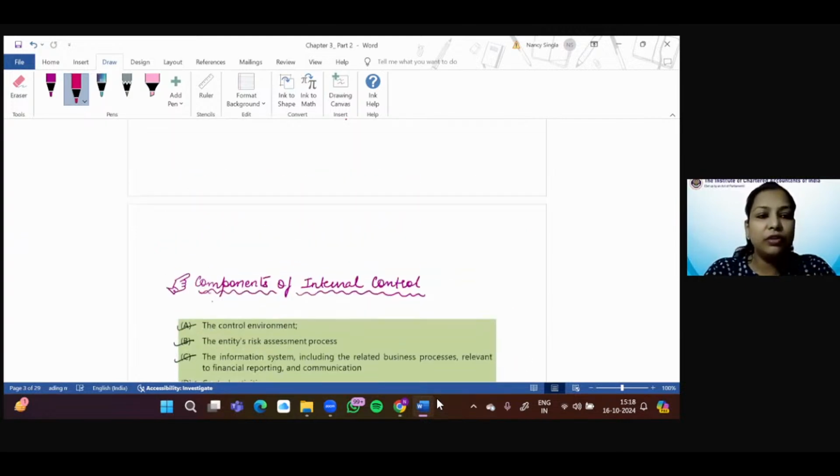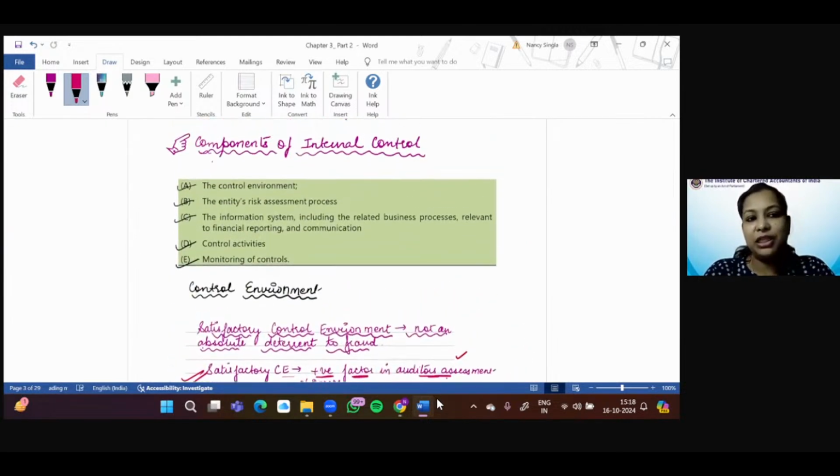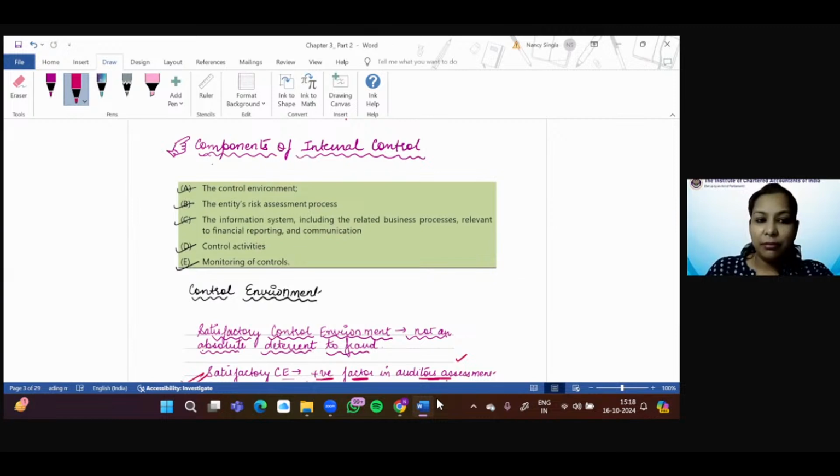So what we were doing: the various components of internal control. Control environment we have done, whereby we have seen what is included in internal control, right? Then we saw what are the various elements of control environment, right? And then we saw that a satisfactory control environment is not an absolute deterrent to fraud. Now the next is the entity's risk assessment process.